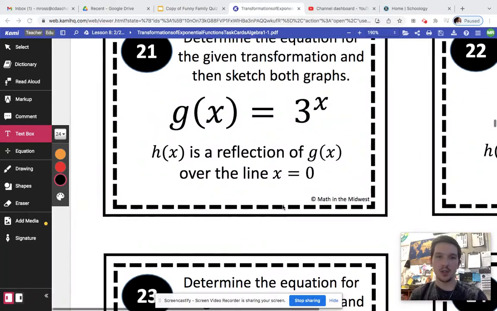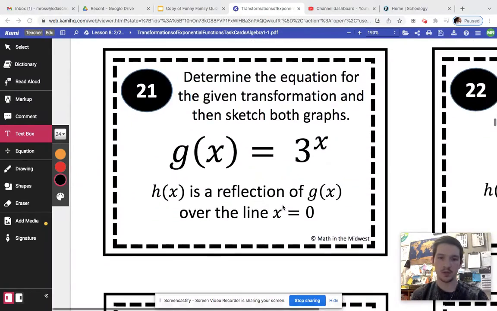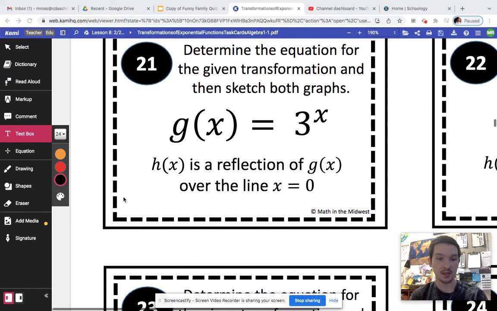Okay y'all, so 21, 22, 23, and 24 are pretty similar. I'll do 21 and 23 because those are a little bit different. I'm going to go kind of fast, so if you need to restart the video or rewatch it, let me know. It says determine the equation for the given transformation and then sketch both graphs.